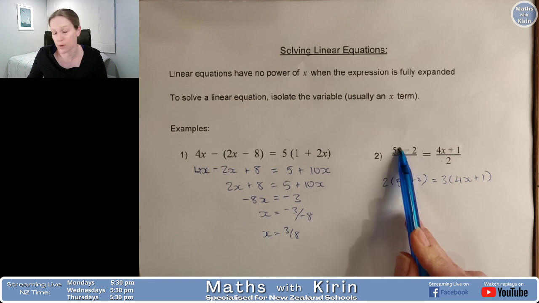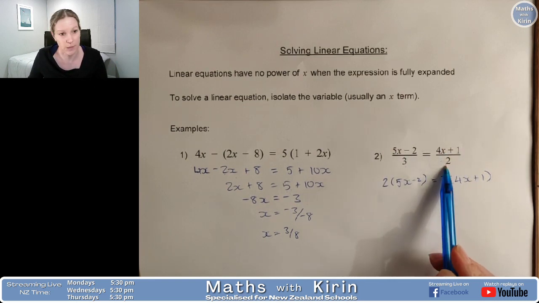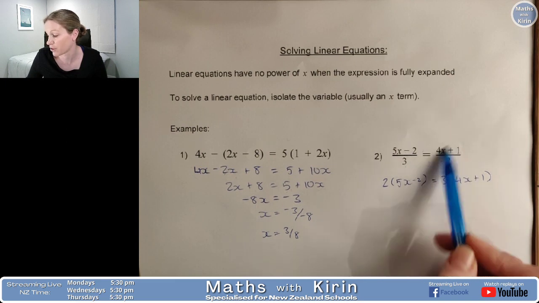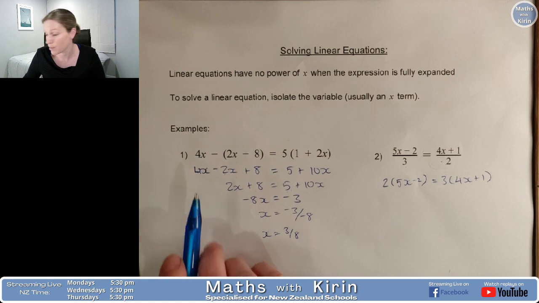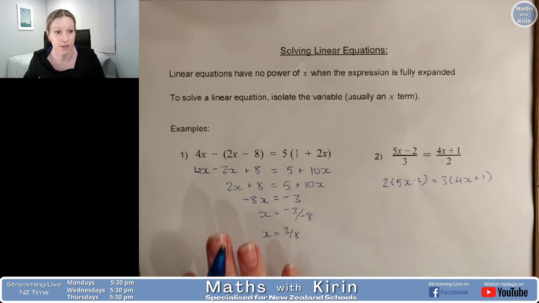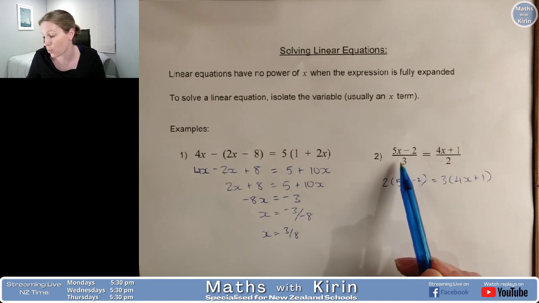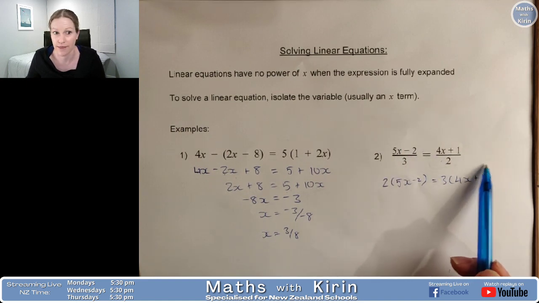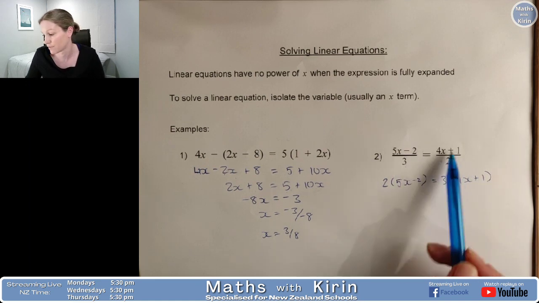Now, because we've multiplied this by 2, that has disappeared, and we've multiplied this by 3, so this 3 has disappeared. So we now don't have any denominators to worry about, and we can just expand and solve like we did with our first example. So this only works if you've got one fraction equals another fraction and there's nothing else. You don't have a 5 or something at the end of any of these.